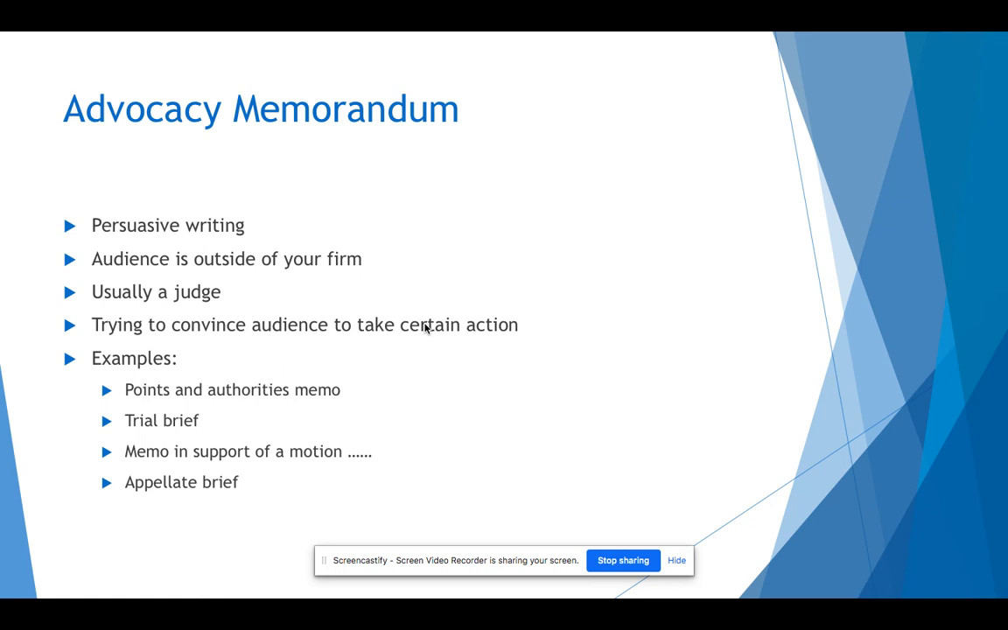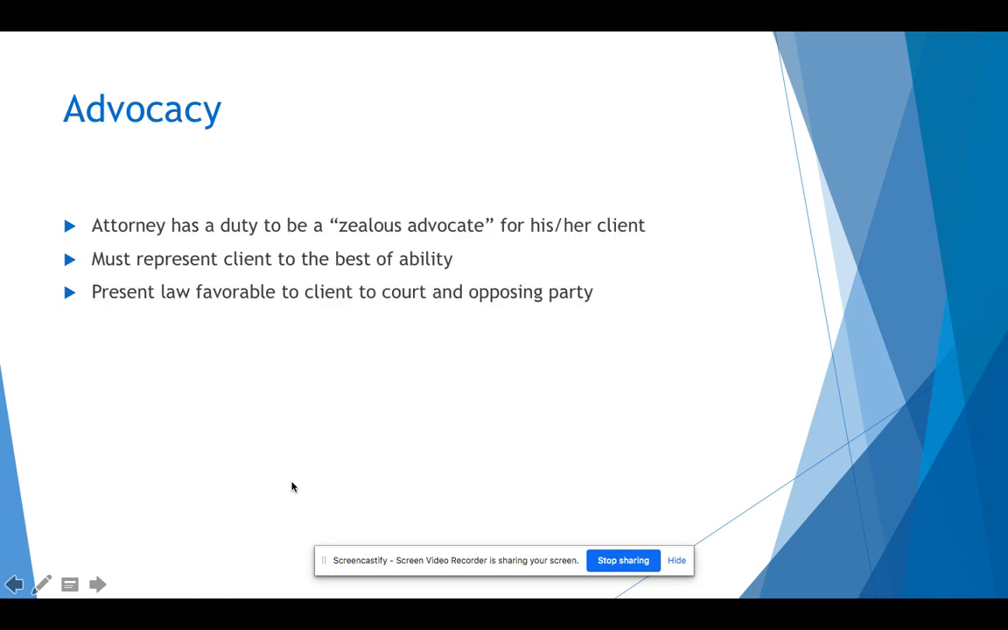Okay, an advocacy type memorandum is persuasive writing. Your audience is someone outside of your firm or your client, outside your zone of comfort. Usually it's the judge, and you're trying to convince whoever the reader is to take certain action: rule in your favor, dismiss the case, proceed, rule in your favor in some way. So there's a points and authority memo, which would be a memo in support of a motion, a trial brief, an appellate brief. All of those, or a motion itself too, are examples of advocacy type writings.